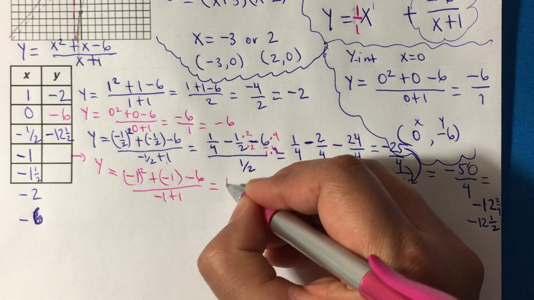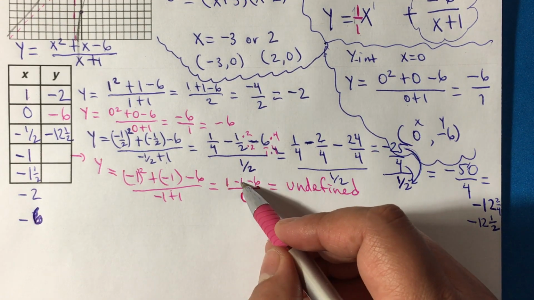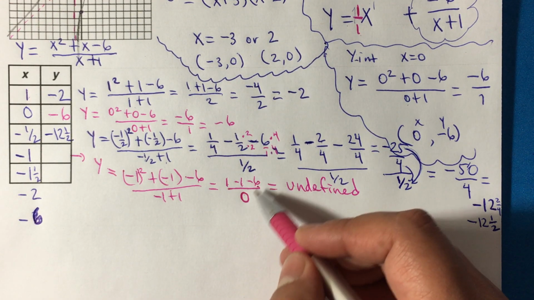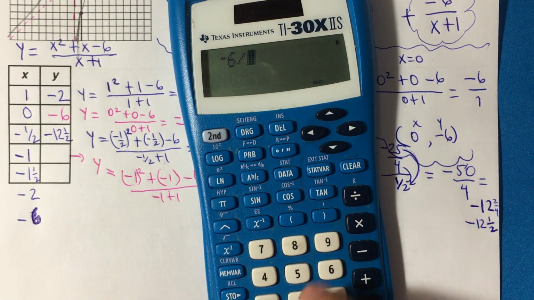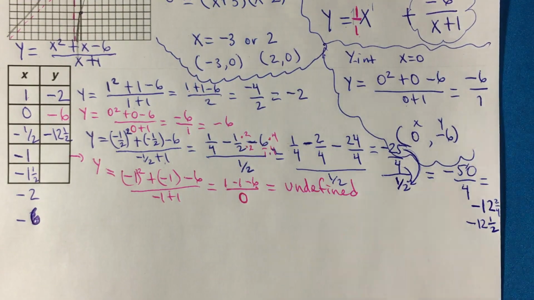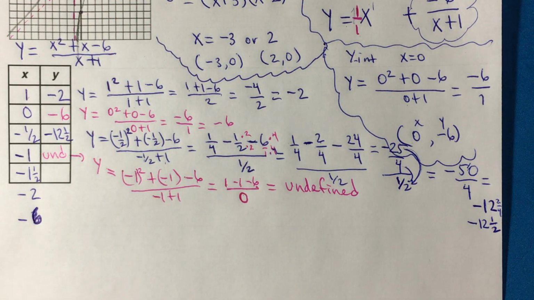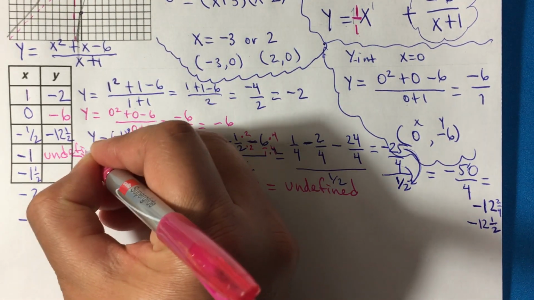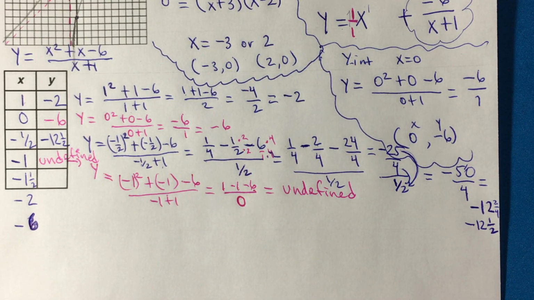Negative 1 times 1 is 1. Positive times negative is negative 1 minus 6. So 1 minus 1 is 0. So it's negative 6 divided by 0. Again, we cannot divide by 0. Negative 6 divided by 0, look at what the calculator says. Divide by 0 is equal to error. There is an error. You cannot have that. So we just say undefined. And that's why we have that asymptote, because there are no values for that. That's what the asymptotes are. It says there are no values in these two lines.